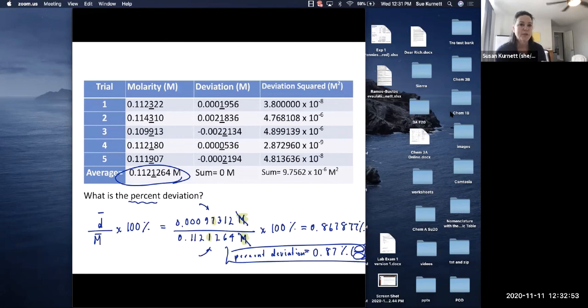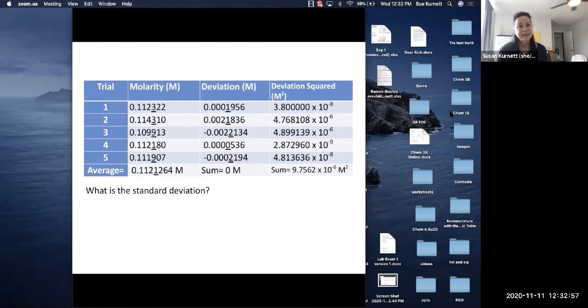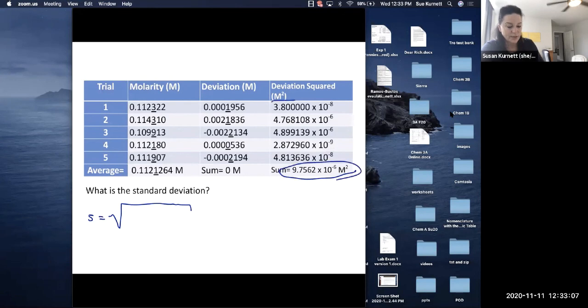So there would be a different way of writing the complete units in that case. Okay, the next one is, what is the standard deviation? And this you know how to do. Standard deviation is just going to be the square root of the numbers that have been squared and added together. So the sum of the deviations squared divided by n minus 1.